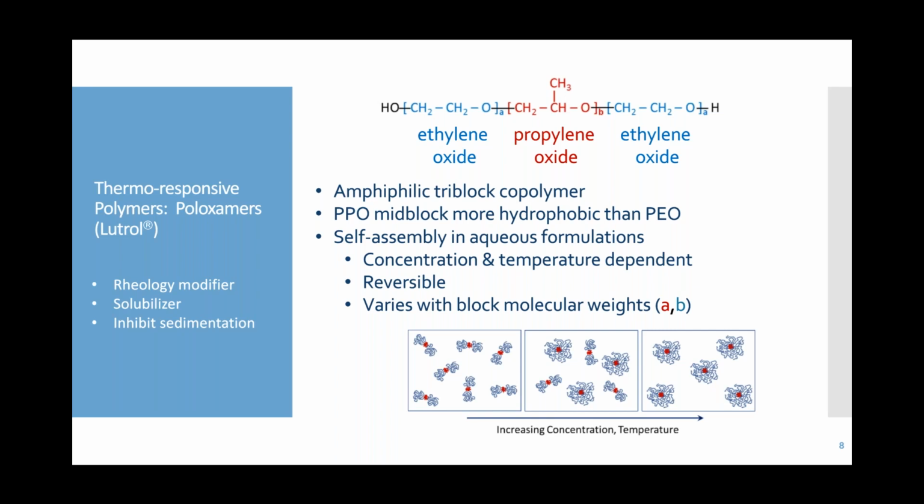What these are, they're all tri-block copolymers consisting of ethylene oxide groups and propylene oxide groups, and they have an amphiphilic nature, meaning that these different groups have different levels of hydrophilicity or hydrophobicity, whichever way you want to look at it. The mid blocks, the polypropylene oxide blocks, are more hydrophobic than the end blocks, the PEO, because of the presence of this extra methyl group. Because of this amphiphilic nature and the fact that the mid block is more hydrophobic, these will self-assemble to various degrees in aqueous formulations.